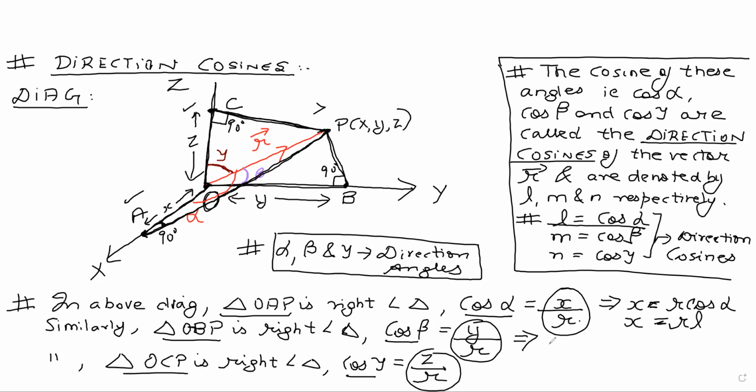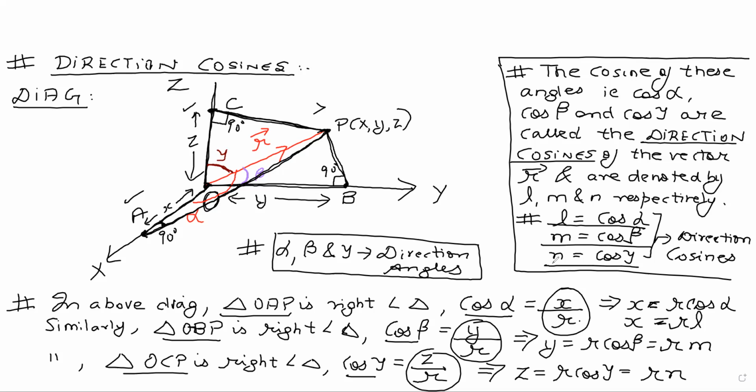This implies my y is equal to r times cos beta. But guys, what is cos beta? m. So rm. This implies my z is equal to r times cos gamma. But what is cos gamma? n. So my coordinates of point P are rl, rm, rn. These are called the direction ratios of the vector r.